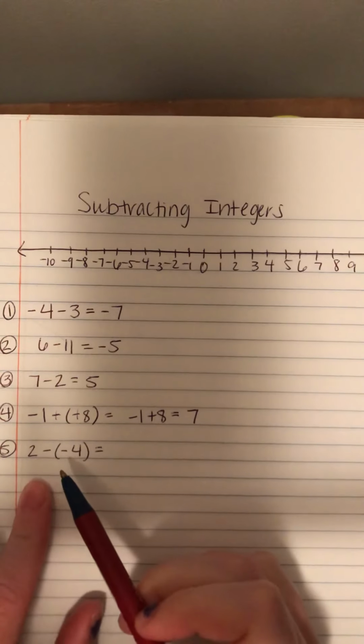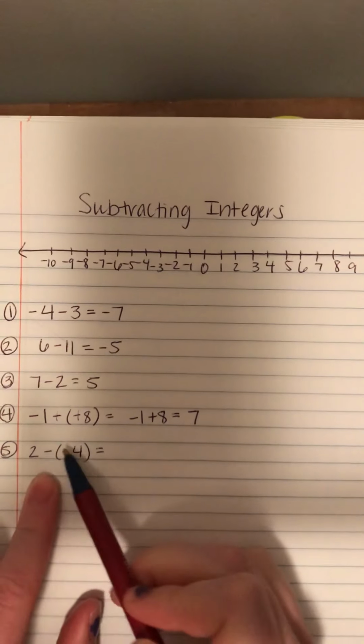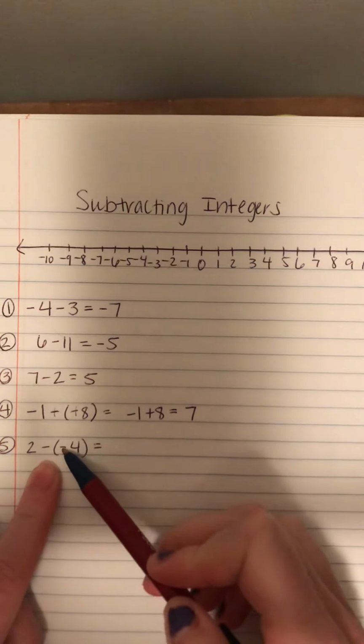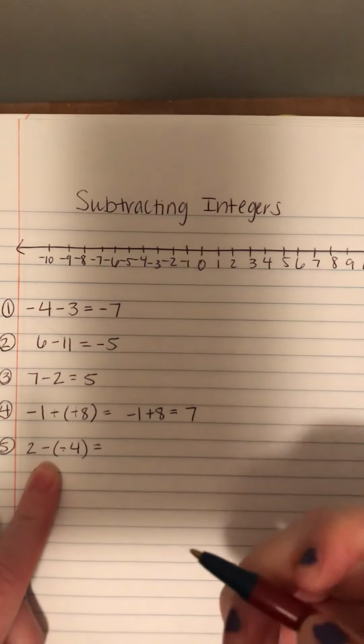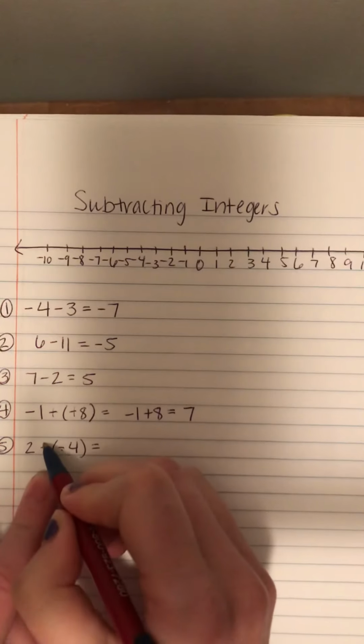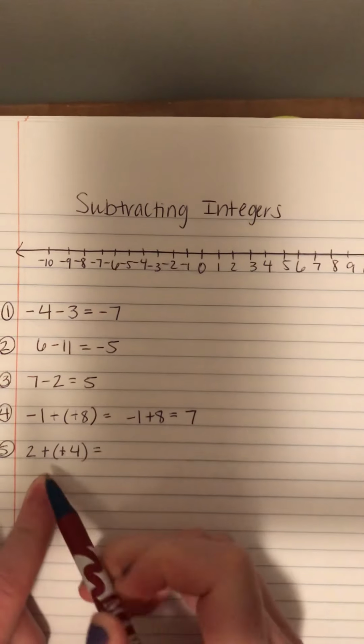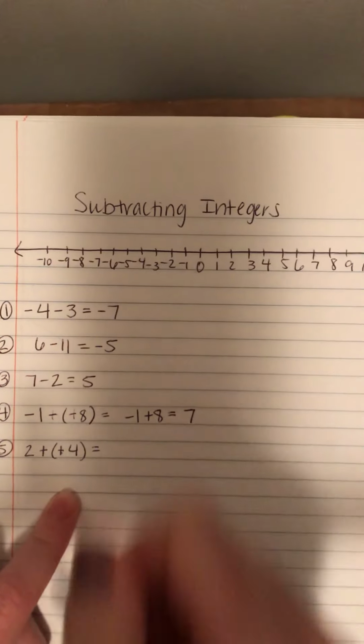Okay, next one, same exact rule. I see minus a negative, subtracting negative numbers, same thing as adding the opposite. So we're adding the opposite of negative 4, so opposite of negative 4 would be positive 4. So I have like 2 plus 4, so my answer would be 6.